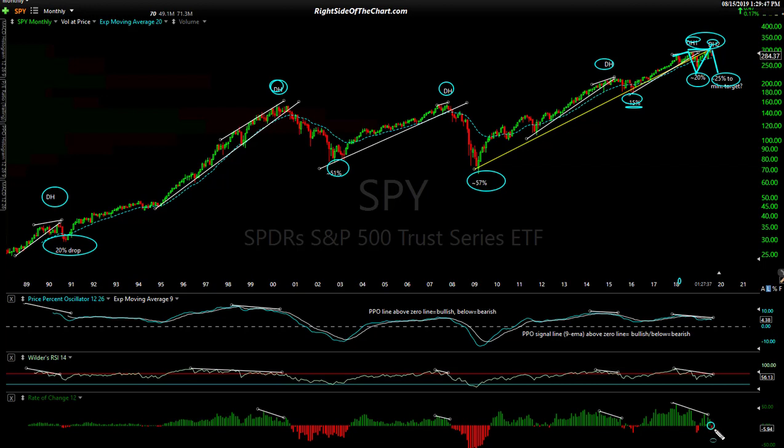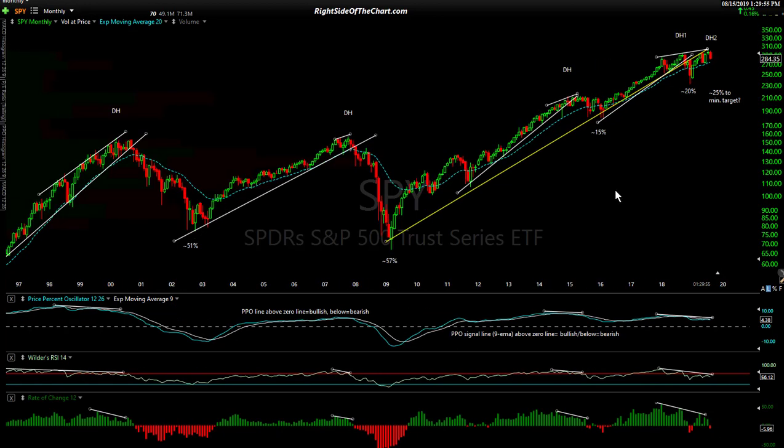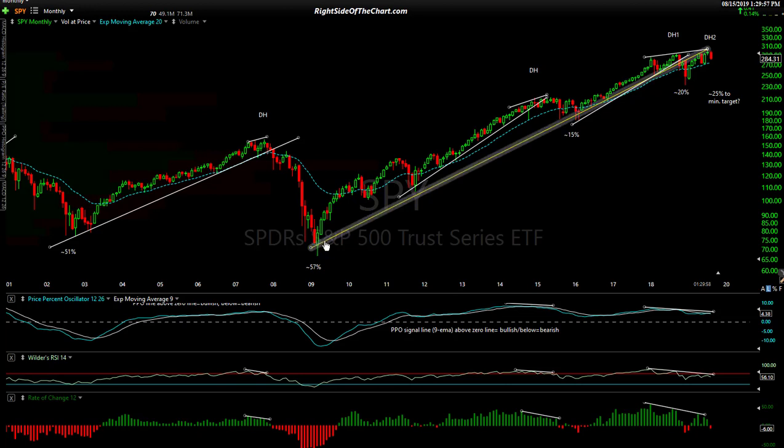ROC 12 starting to roll over, cross down into red territory. Again, the month isn't over, so there's work to be done. And again, the trend now on the S&P 500 or the SPY, I have it coming off that body right there, the fat part of the candlestick bottom in March of 2009, coming in here.